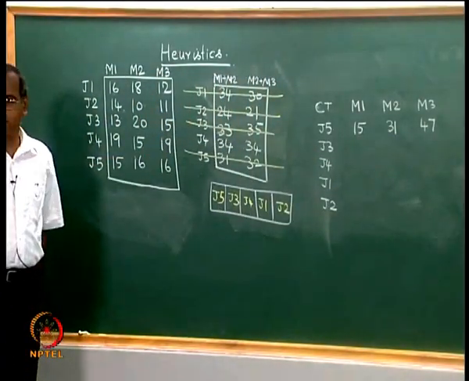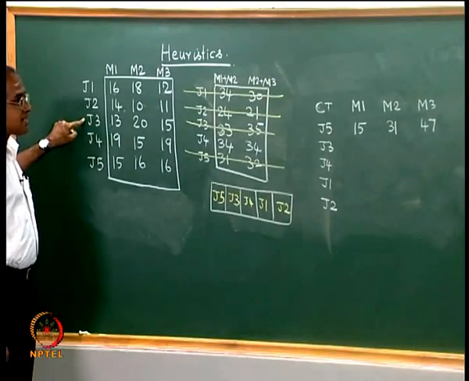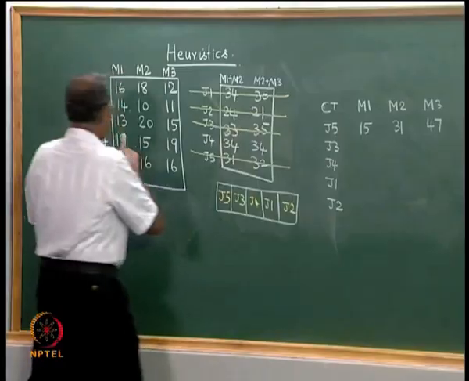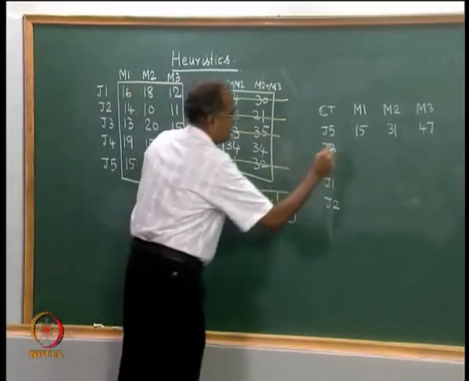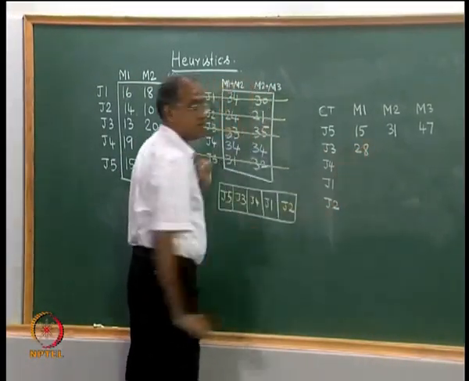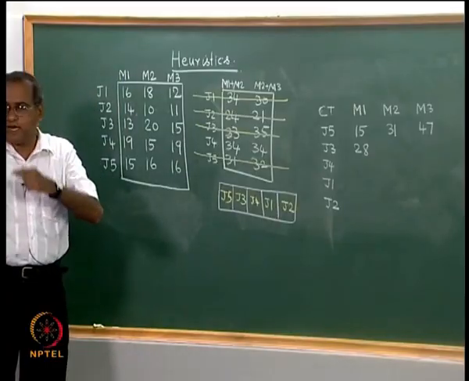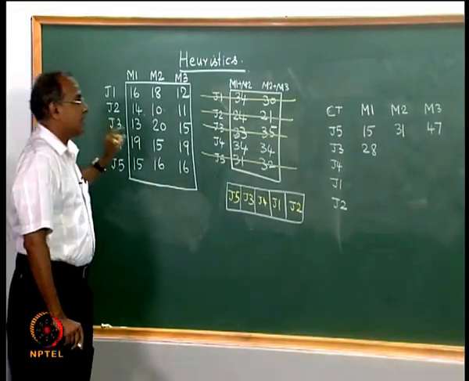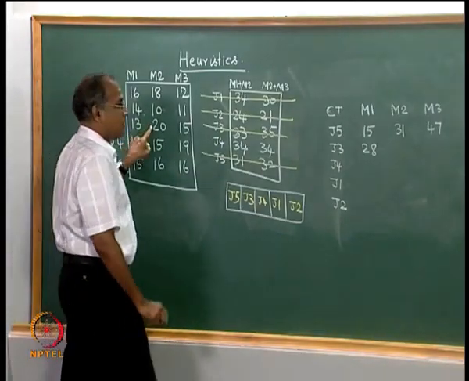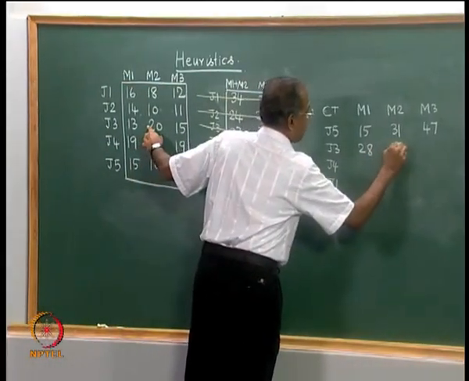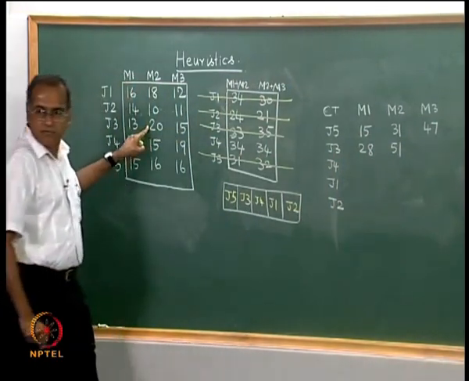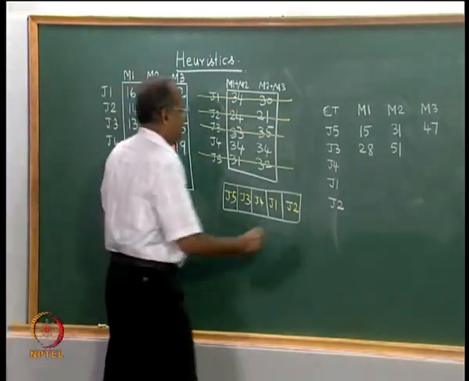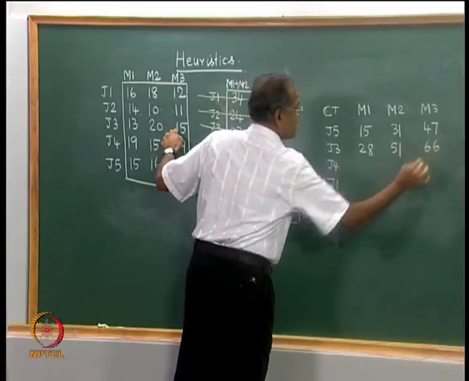Now J3 is the next one. So J3 starts at 15 on M1, takes another 13, so comes out at 28, has to wait till 31 for M2 to be free, takes M2 at 31, finishes at 51, 31 plus 20, by which time M3 is free. So 51 plus 15 is 66.